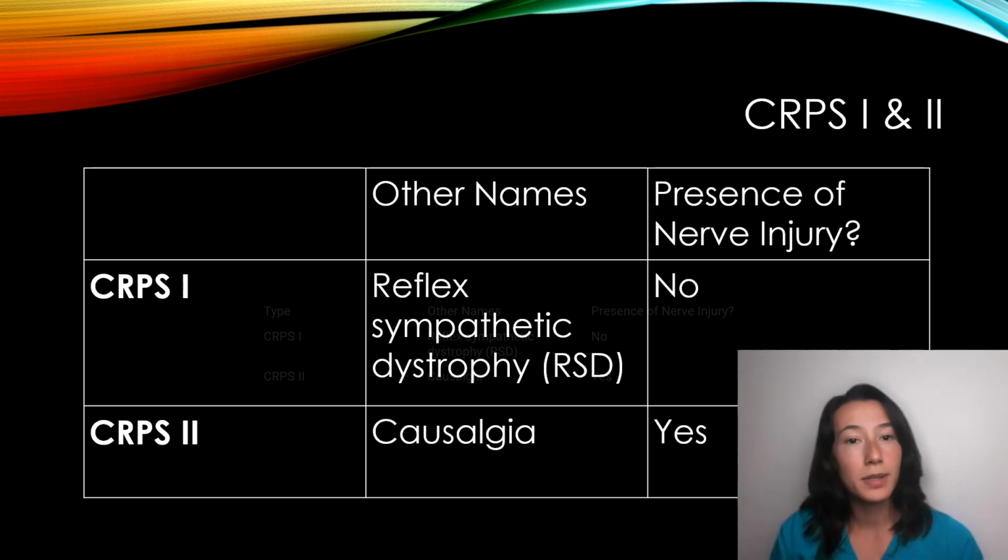There are two types of CRPS. Both of them, keep in mind, they actually can present the same. However, the difference is the presence or the absence of a nerve injury. So CRPS type 1, this one does not have the presence of associated nerve injury. So if you were to look at the structure of the nerves in the region that's involved, there would be no evidence of trauma, laceration, anything. Nothing that suggests that there is damage to the nerve or a nerve. With CRPS type 2, there is evidence that there is damage to the nerve. Again, some sort of trauma, laceration.